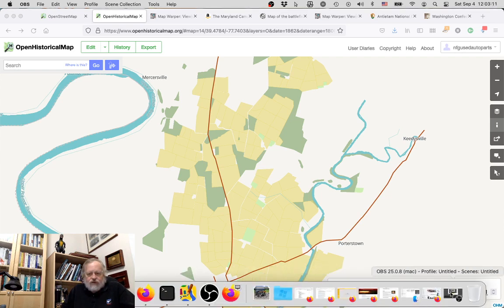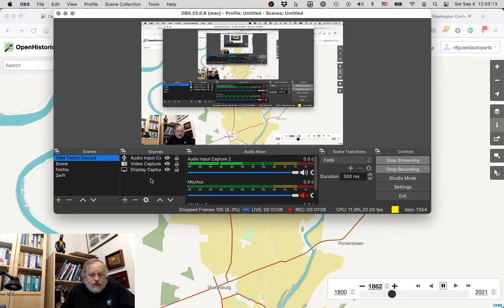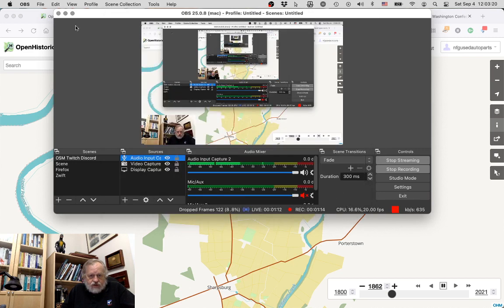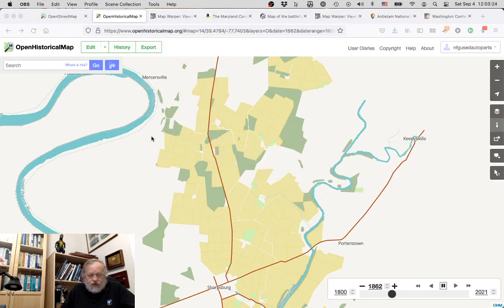and let me take a moment to check something in OBS just to make sure. Yeah, so it looks like all the sensors are doing what I think they should be doing. Anyway, back to what we're talking about.